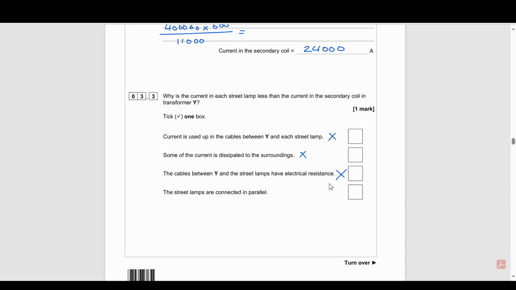And this current and the street lamps are connected in parallel. Well, let's think about what would happen if one street light was broken. Then it wouldn't mean that another street light wouldn't be able to work. It would still be able to work as well. So what that's meaning is that the lamps are in parallel. And what happens in a parallel circuit, the current is shared. So that would explain why the current is always going to be lower. So that should be our correct answer.